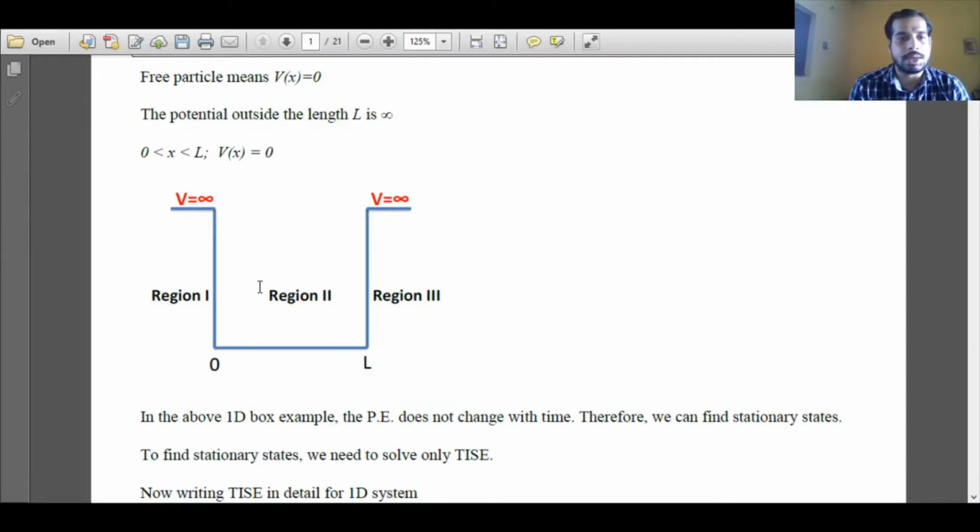Suppose the particle is confined in the middle region and wants to cross the box. It has to attain an infinite amount of potential energy, and only then can it cross the box to the region before or after. But essentially that is not possible, because the particle cannot gain an infinite amount of potential energy. So the particle is essentially confined in region 2, and it is absent in region 3 and region 1.